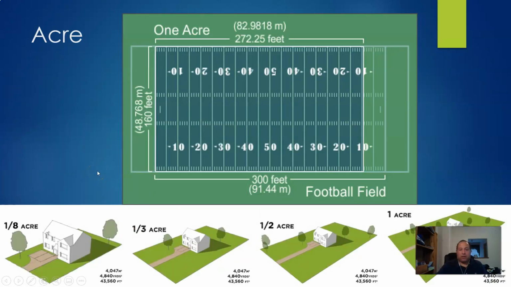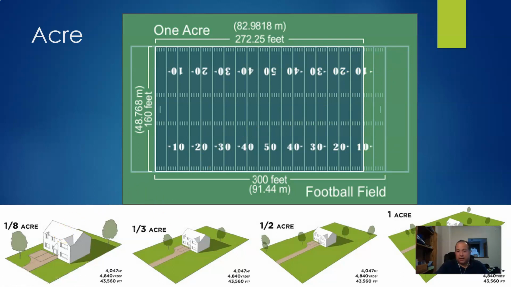So an acre, what does an acre look like? I like using this example because most people are used to seeing something like this. So if you look at a football field, and you take away the end zones, and you take away 10 yards, then you have an acre. So when you look at a football field, you're basically looking at an acre. It's just a slight little bit off from that.